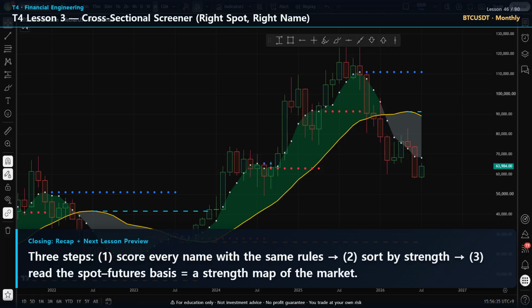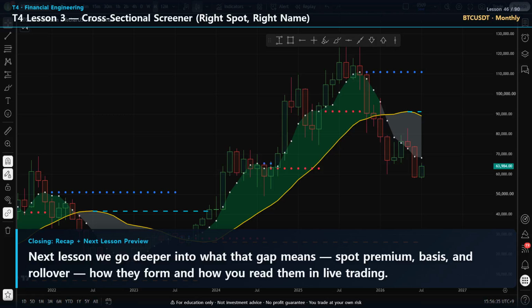3 steps. 1. Score every name with the same rules. 2. Sort by strength. 3. Read the spot-futures basis. Together, that equals a strength map of the market. Next lesson, we go deeper into what that gap means, spot premium, basis, and rollover, how they form, and how you read them in live trading.